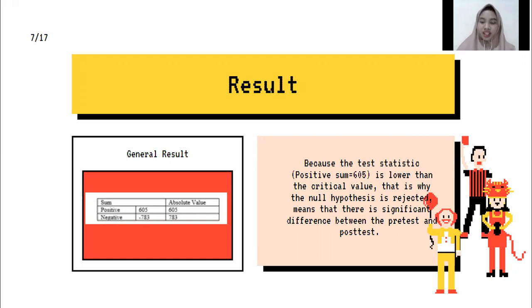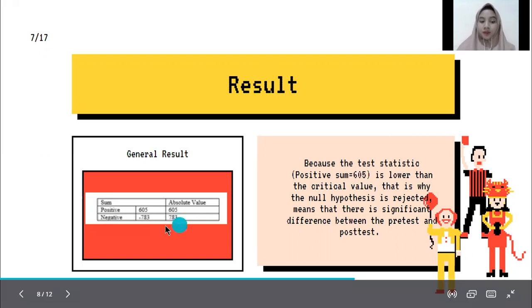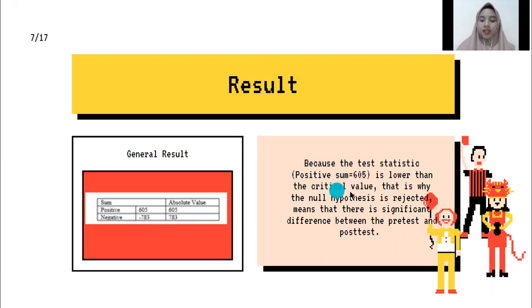The test statistic is the lower sum from this positive and negative. In this case, it is the positive one. So in the whole result, the positive sum is 605. And then after that, we have to consider our critical value.